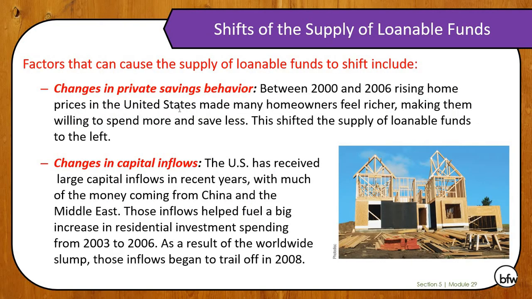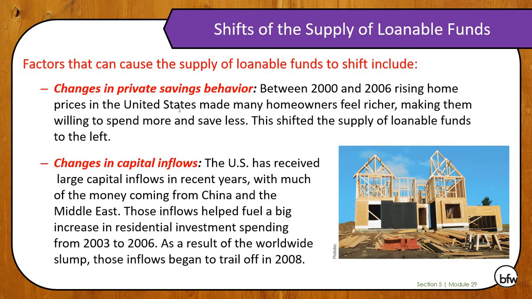All right. Now, these are the factors that will shift the supply of loanable funds. So the first one is changes in private savings behavior. We've talked about how if people save more money, then that will lead to an increase in money that banks have to loan out to people. So if people save more, that's going to increase the supply. If they save less, that is going to decrease the supply of loanable funds.